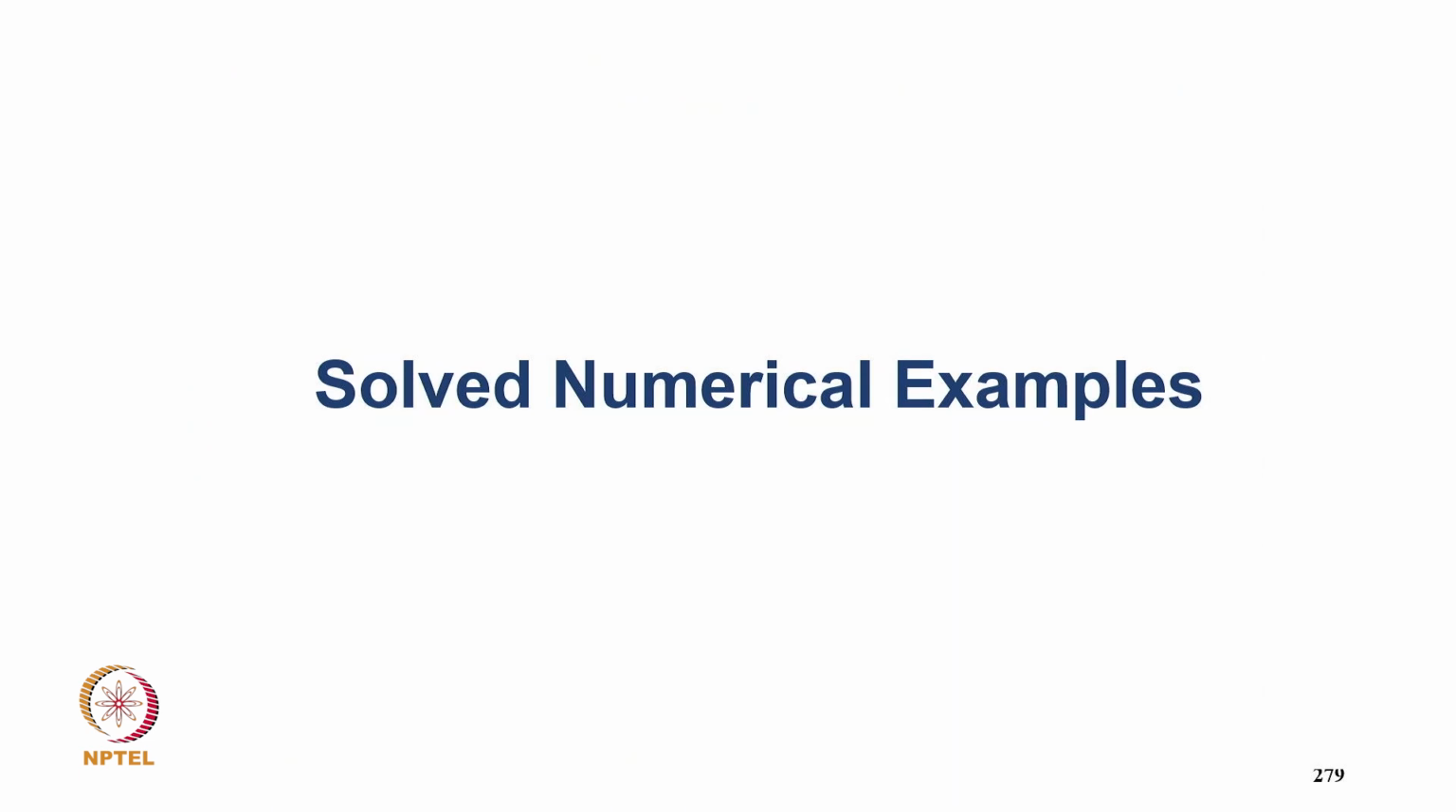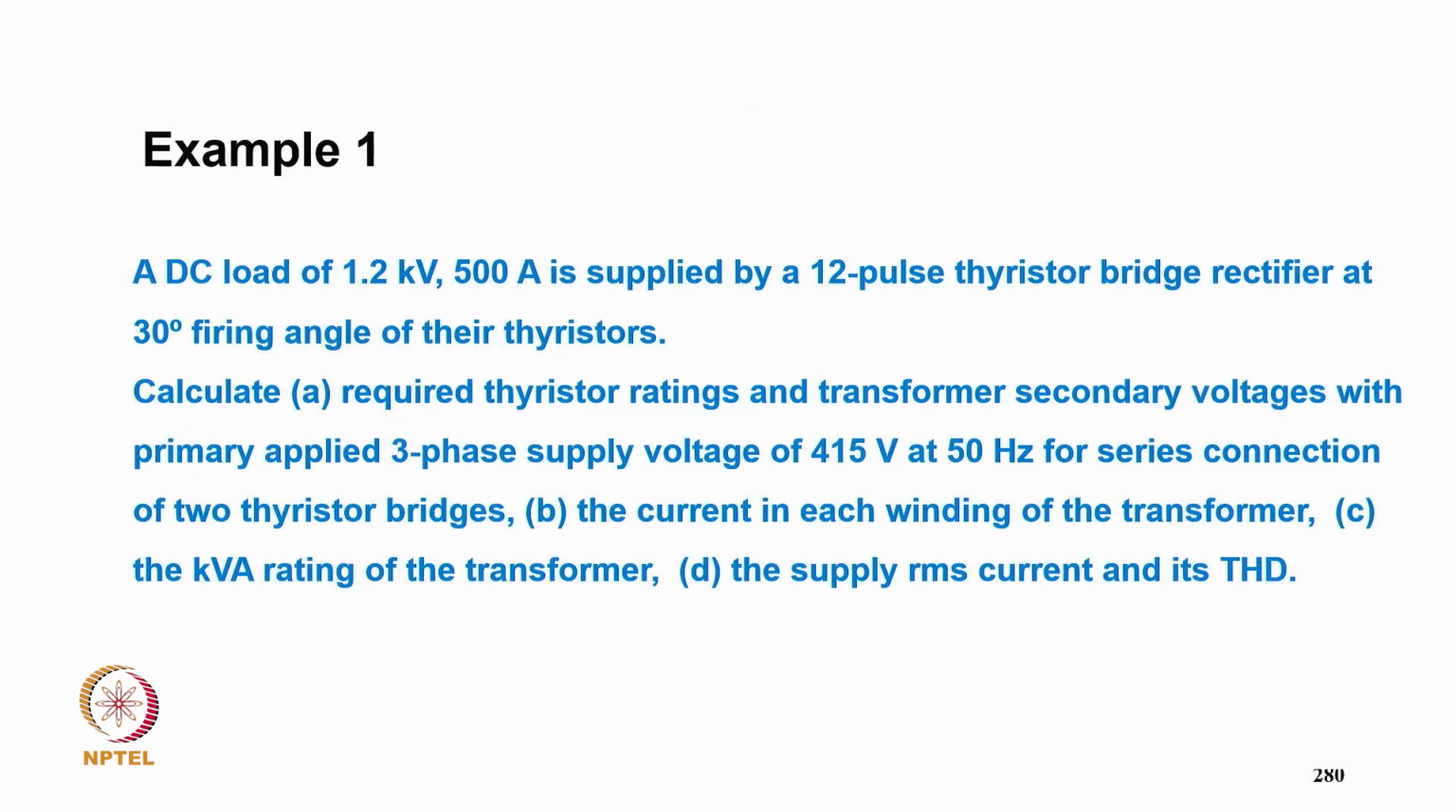So now coming to solved numerical examples. Example 1: a DC load of 1.2 kilovolt, 500 ampere is supplied by a 12 pulse thyristor bridge rectifier at a 30-degree firing angle of the thyristor. Calculate the required thyristor rating, and the transformer secondary voltage with primary applied 3-phase supply voltage of 415 volt at 50 Hz for series connection of two thyristor bridges, the current in each winding of the transformer, the kVA rating, and the supply current and its TAD.